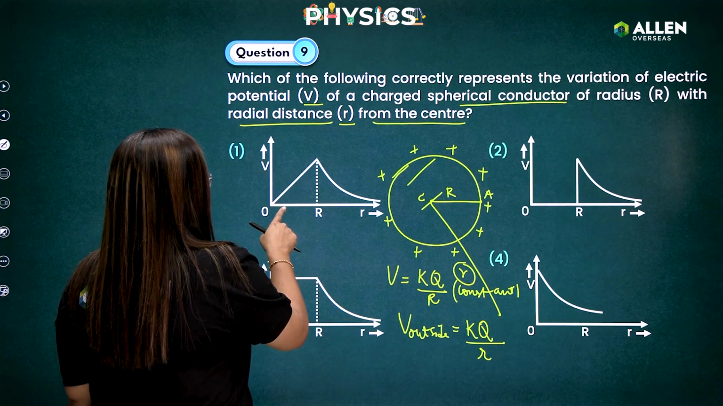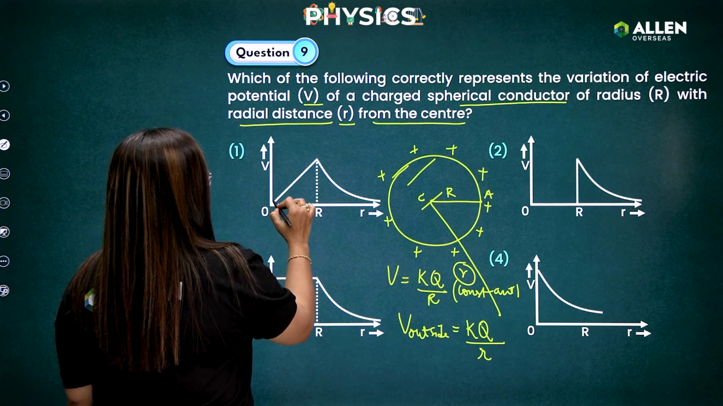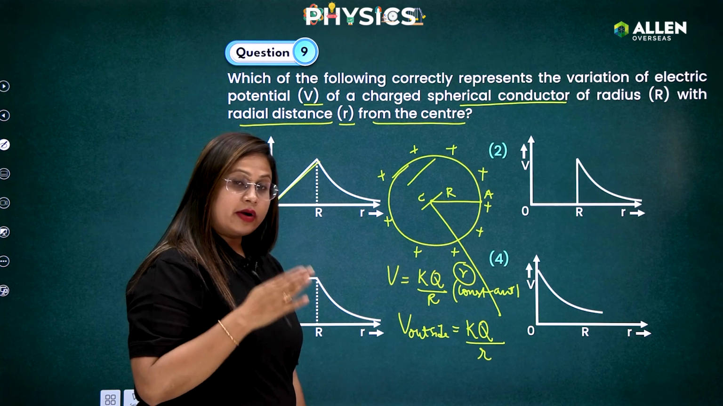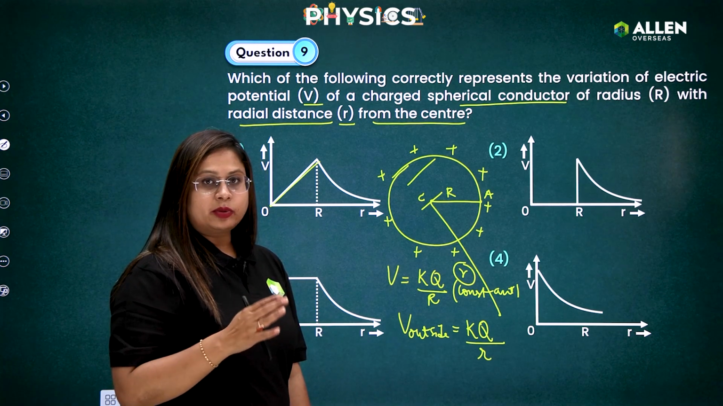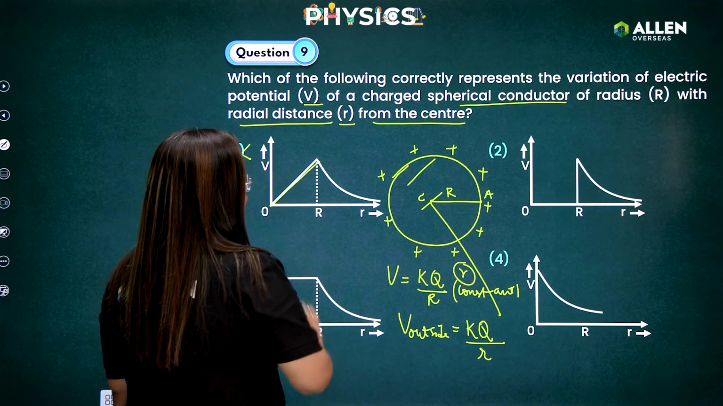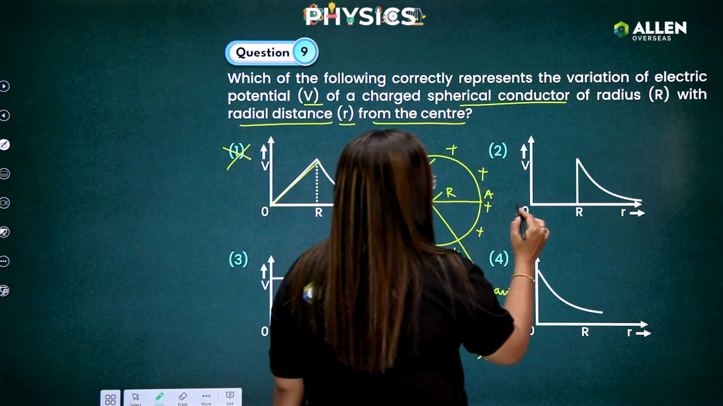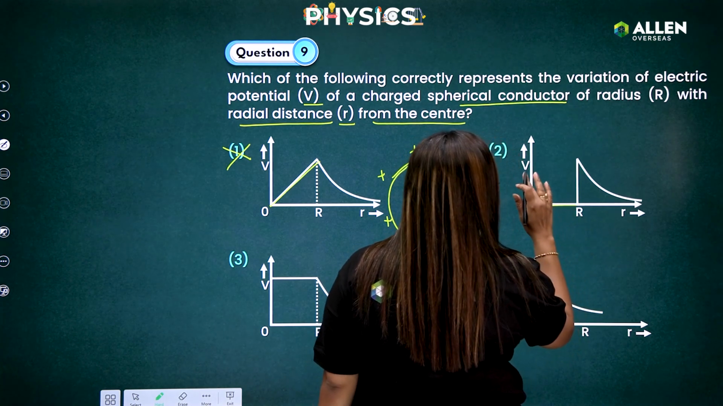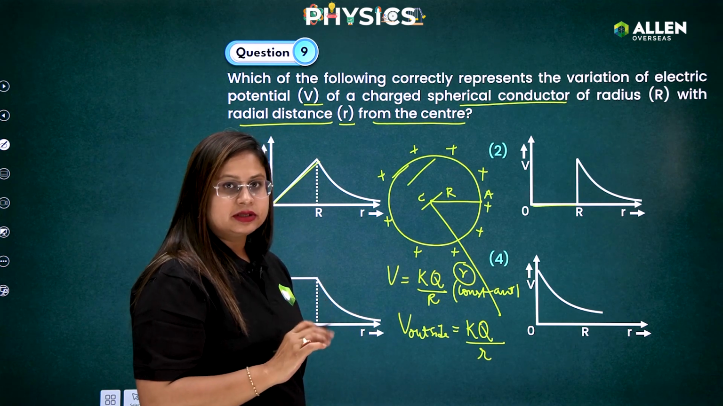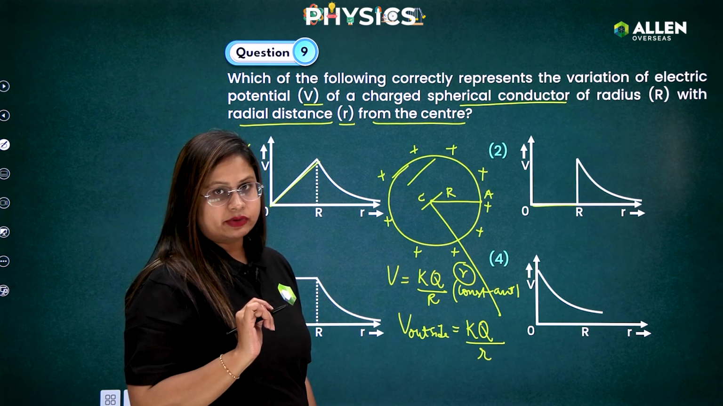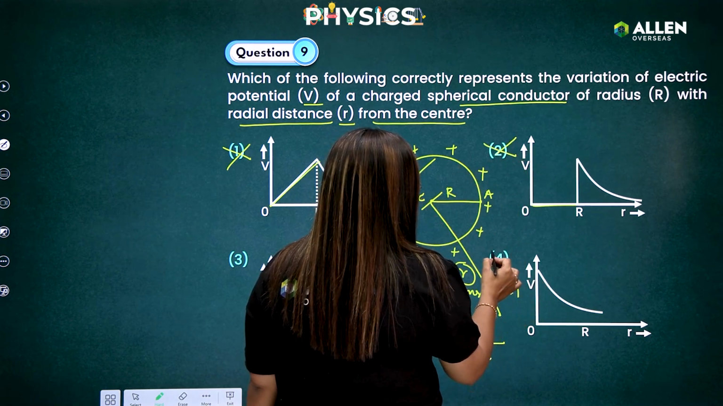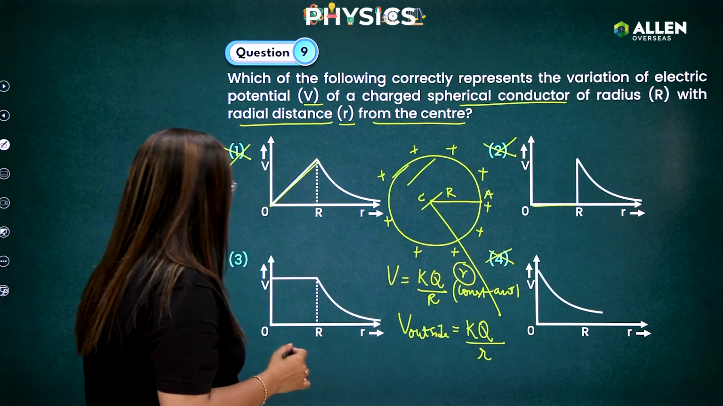The first graph is not correct because here it has been given that from here to here it is a linear variation. This graph says that from the center to the surface the electric potential is increasing linearly. So this is an incorrect one. Coming to the second graph, it says that the electric potential is 0, which is very, very important. The electric potential is not at all 0. Inside it, the potential is constant, but the electric field is equal to 0. So this is again an incorrect graph. The fourth one is clearly incorrect. And the third one is the correct one.